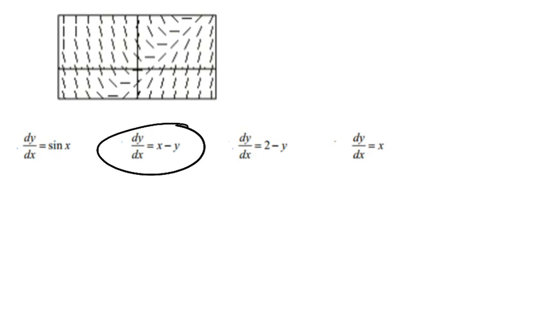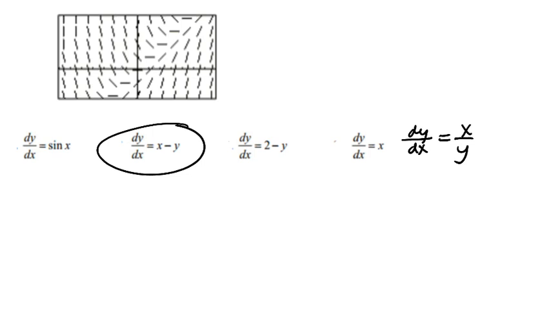Now, maybe there were two of them that had x and y in it. Like something like dy/dx equals x divided by y, or maybe that was a fifth answer choice. Okay, then I've got it down to two. I have to do something else. The second strategy you want to take is to look for horizontal and vertical slopes.